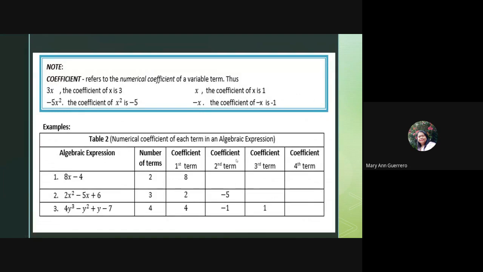So, you've learned what is numerical coefficient and literal coefficient. What if it is just a coefficient? So, a coefficient refers to the numerical coefficient of a variable term. So, pag sinabi pa lang coefficient lang, understood, numerical coefficient yun. For example, the coefficient of 3x is 3. Okay, the coefficient of x in 3x is 3.